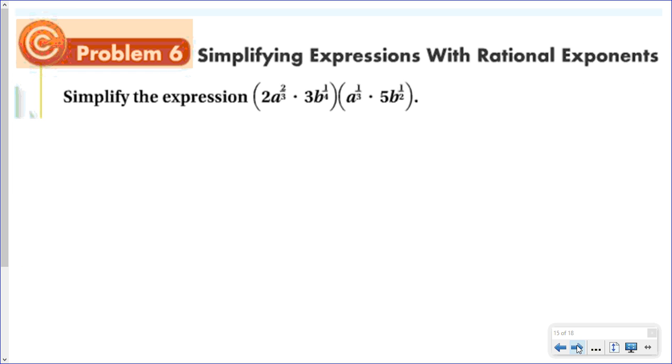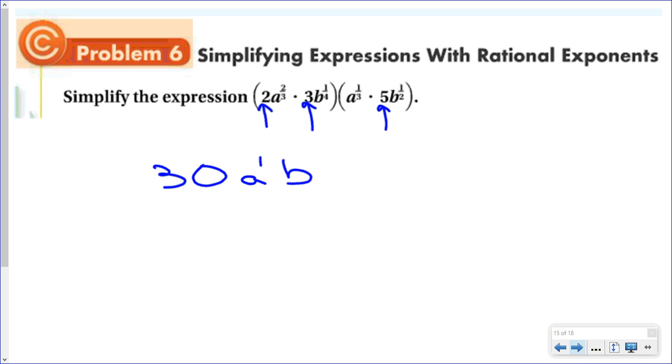And then this one right here. Everything's multiply. Absolutely everything is multiply. So your coefficients are 2, 3, and 5. 2 times 3 is 6. 6 times 5 is 30. Okay, then grab the lowest letter in the alphabet, which is A. And remember, all you're doing is adding the exponents. So 2/3 plus 1/3 is 3 over 3, or 1.